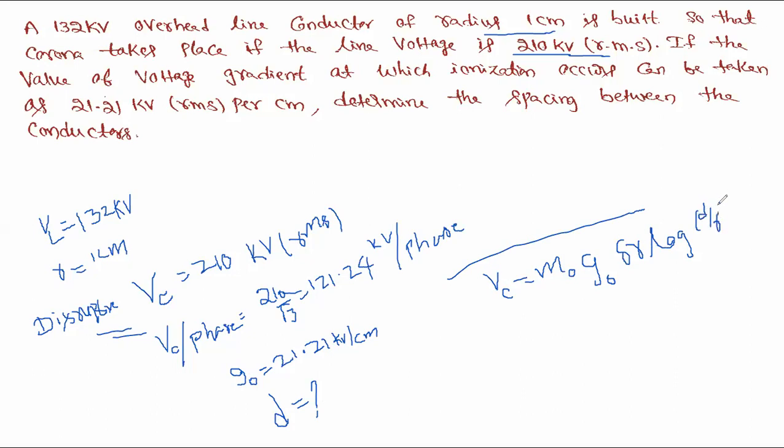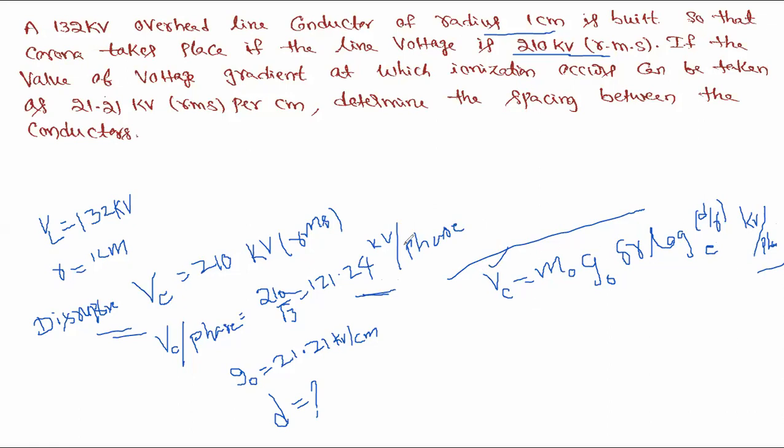Log d by r base e. That is the formula: kV per phase, RMS value. Here we know the value of the disruptive critical voltage, that is Vc. The formula is kilovolt per phase. Substitute the phase value, 121.24.